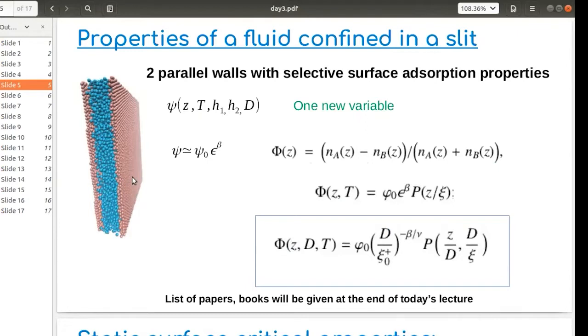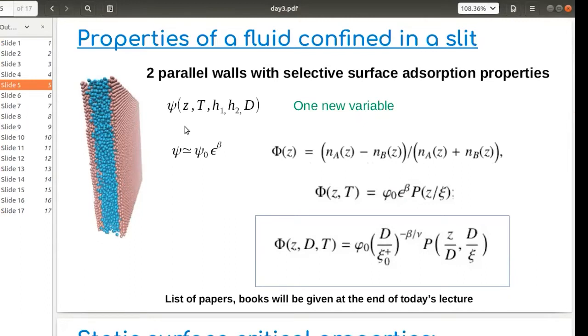That's a term which we will find very commonly in the literature. What do we mean by a slit? It's basically two parallel walls. These walls have selective surface adsorption properties, which means that both walls will prefer one of the two components of the fluid. For the simplest scenario, we consider that both walls prefer the A type of particles. That's called a symmetric wall. Now suppose instead that the first wall prefers the A phase and the second wall prefers the B phase. That's called an antisymmetric wall, or an antisymmetric slit.